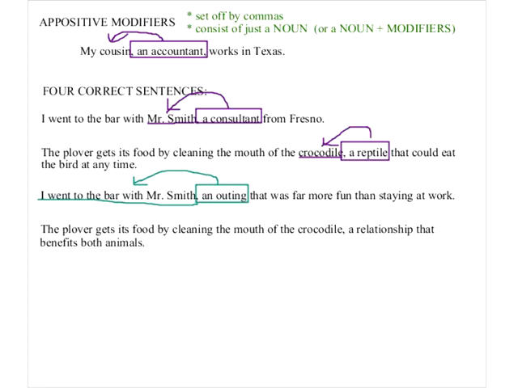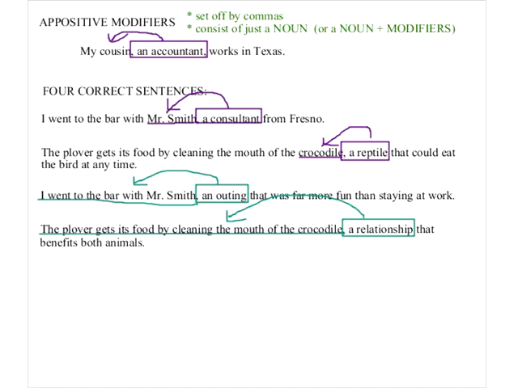This is a relationship. Some typo happened there. A crocodile is definitely not a relationship, so this can't modify crocodile. But what it does modify is all of this, the whole deal that a plover gets its food out of the mouth of a crocodile. So no, absolute phrases are totally different, and we're not covering them today.